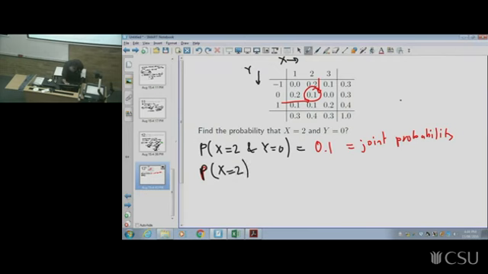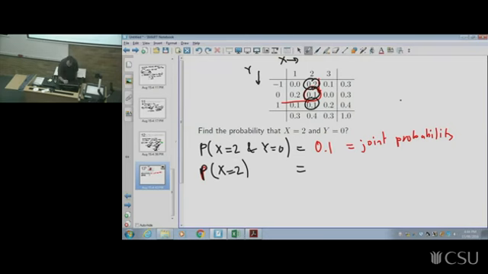What's the probability that x equals 2? 0.2 plus 0.1 plus 0.1. So one way of doing it, x equals 2 can either be the 0.2 or the 0.1 or the 0.1. So they're the three options you can have. So it's just a 0.4 there.